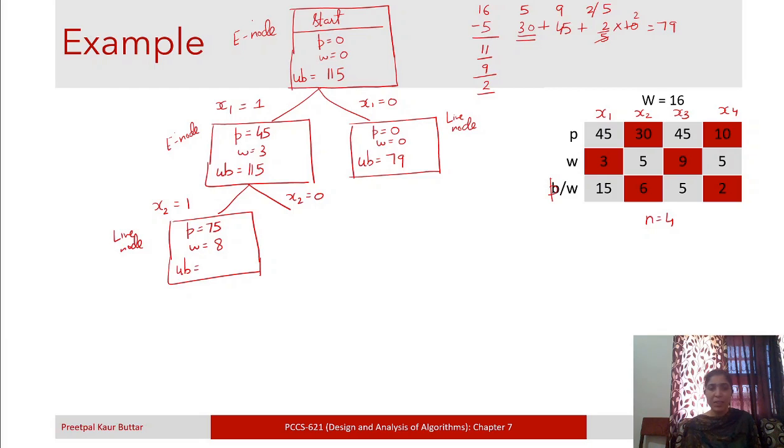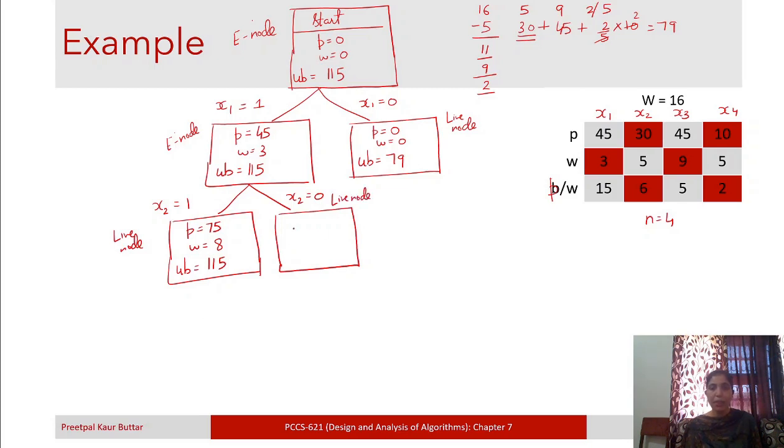And what will be the upper bound? Upper bound will be the same as above, because in the above calculation we were picking x1 and then the whole of x2 and some fraction of x3. A similar thing we will do here. So upper bound will be 115. Now let us see this other option. Now this is our live node.